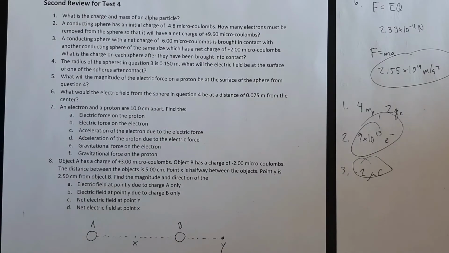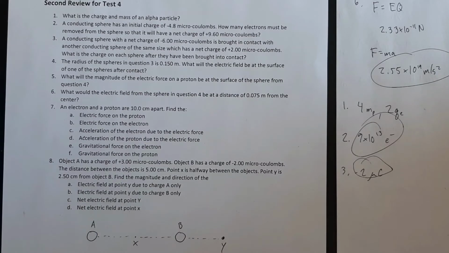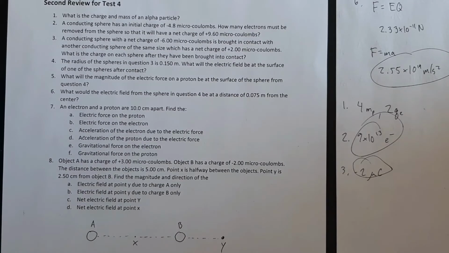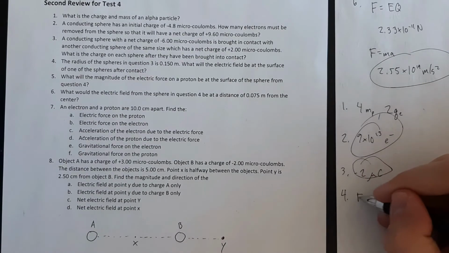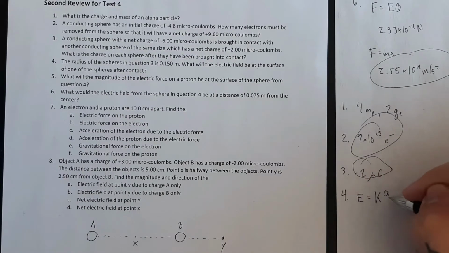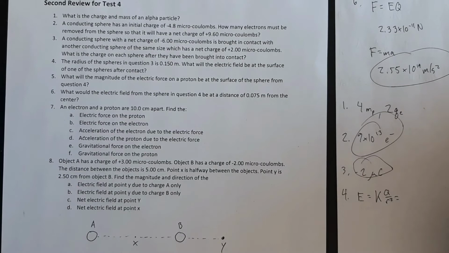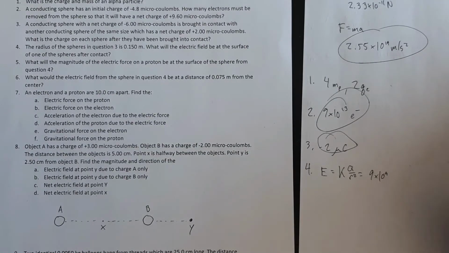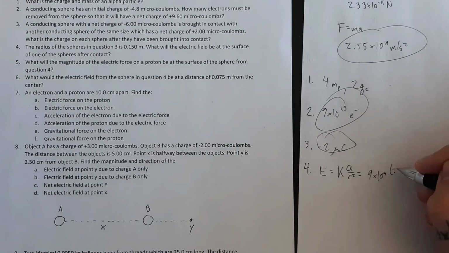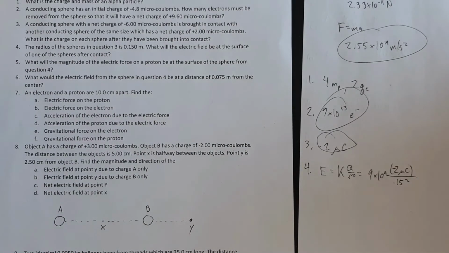Number 4, the radius of the spheres in question 3 is 0.15 meters. What will be the electric field at the surface of one of the spheres after contact? Okay, so we're looking for electric field, which means you can use KQ over R squared. K is 9 times 10 to the 9th, Q is negative 2 microcoulombs, and our radius is 0.15 squared.